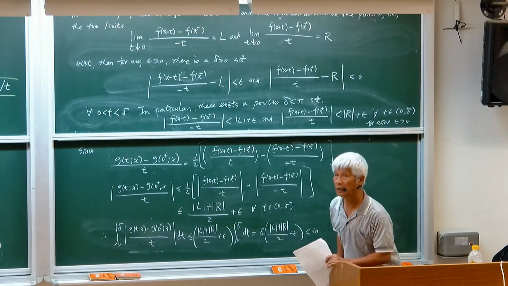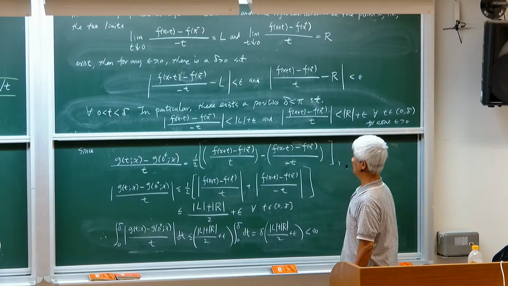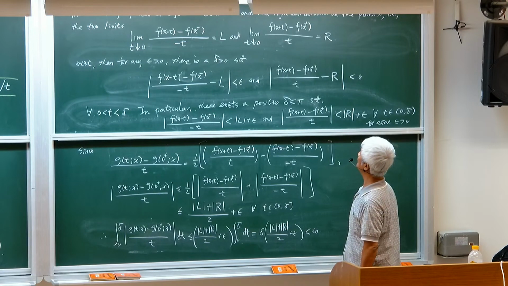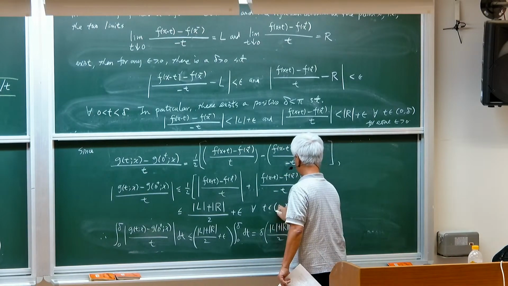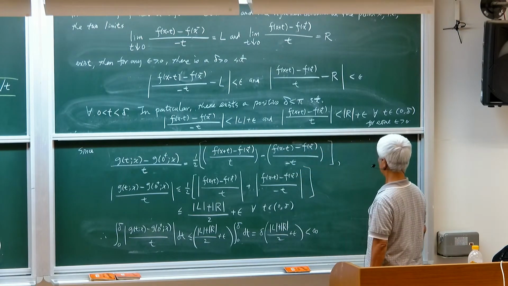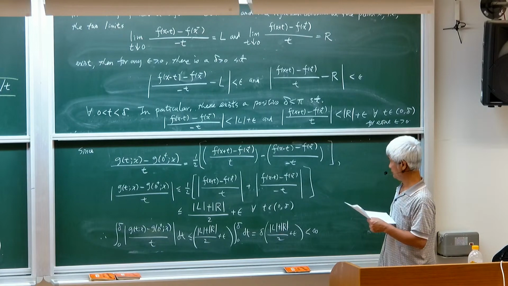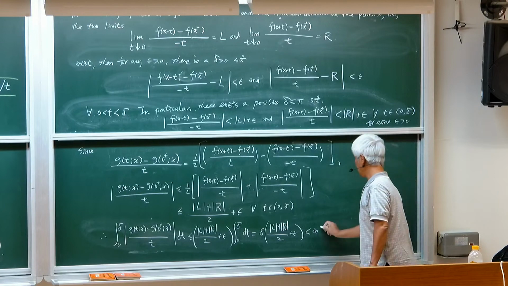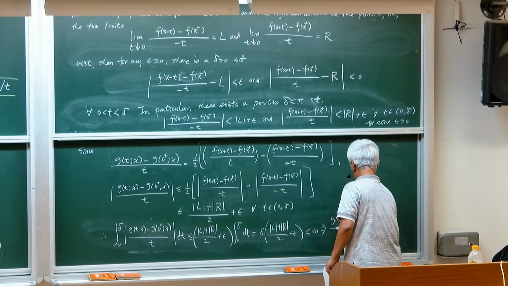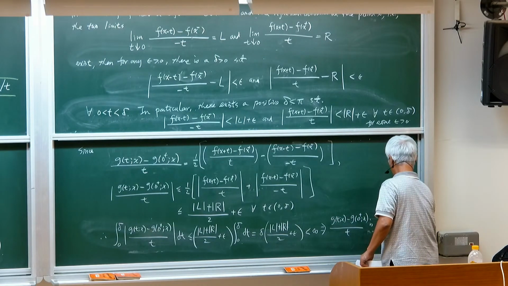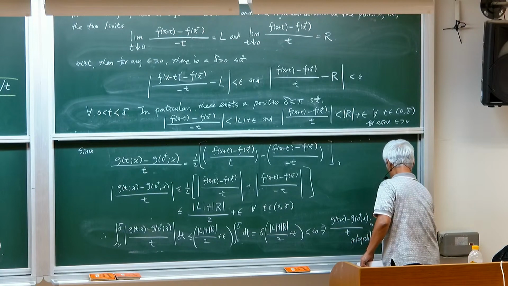Okay, so this implies that g of t, that is f of x plus t minus f of x divided by t, is absolutely integrable over 0 to delta. Okay.